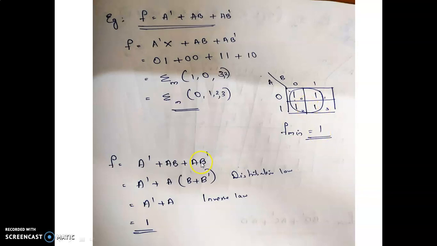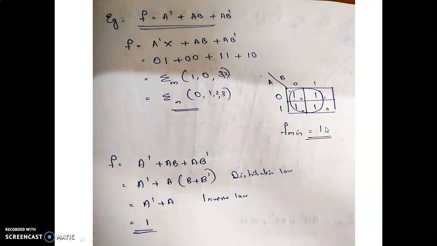We can verify that using the algebraic method of minimization of the same question. Let's verify by applying axioms and postulates. So F is equal to A bar plus AB plus AB bar. From AB plus AB bar, we can take A outside. So it is A bar plus A within bracket B plus B bar, and B plus B bar is 1. We know that. So it is A bar plus A, and A bar plus A is 1. That is by applying the inverse law. So by both methods we got the right answer. So keep in mind, when all the cell values occupy 1 in a K-map, the minimized expression is 1.